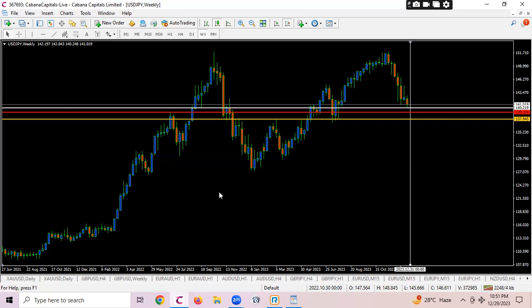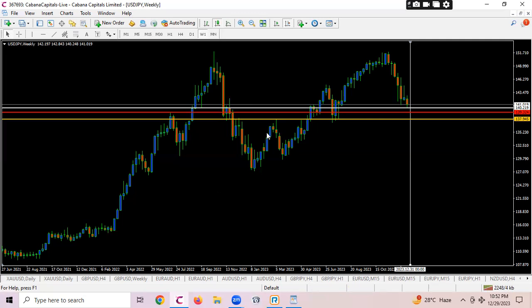A pullback, a retracement, or reversal. Those three names mean the same thing: reversal, retracement, pullback. Or a breakout from the resistance or support. So we should be able to identify resistance levels on different time frames. We're on the weekly time frame now, right?